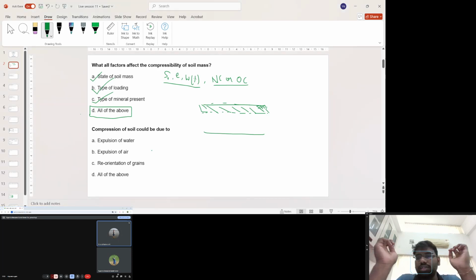So coming to the next question, compression of soil could be due to option A, expulsion of water, option B, expulsion of air, option C, reorientation of grains, option D, all of the above. Sir, all of the above. Why is it like that? Yeah, because expulsion of water and air are the natural primary condition for consolidation, and reorientation of grain is this, especially in clay minerals.